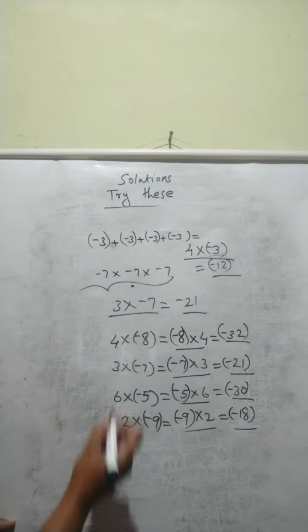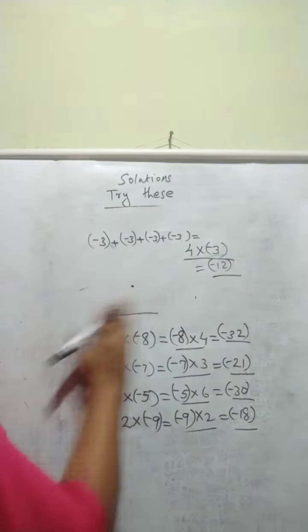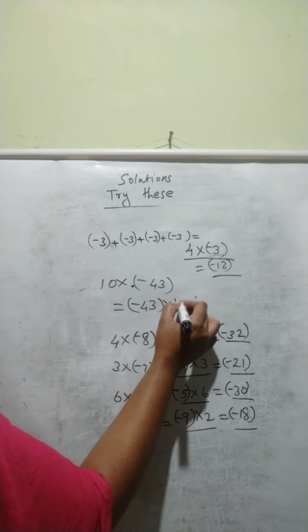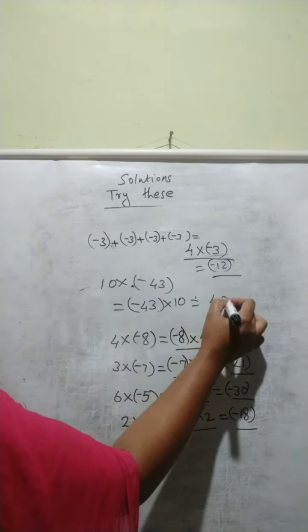Then the next question is 10 times negative 43 is equal to negative 43 multiplied by 10. That is equal to 430, then the negative symbol. Clear? These two were blank. So we have completed page number 10. Clear? If you have any doubt, please make a call.